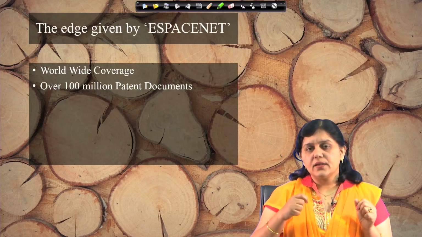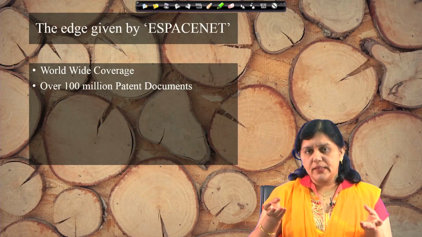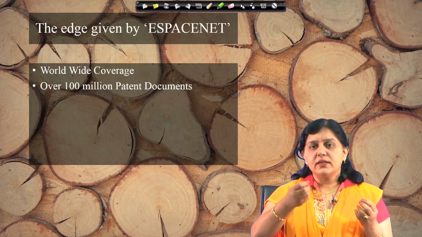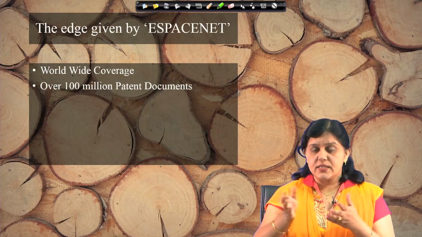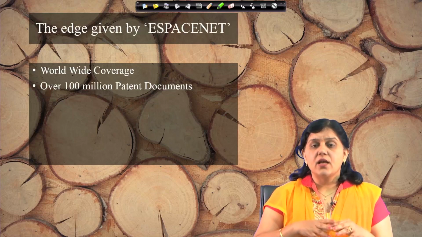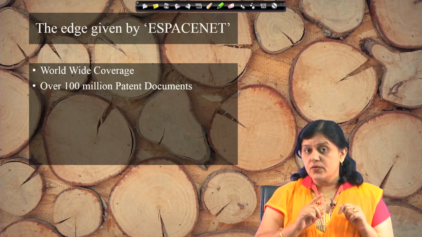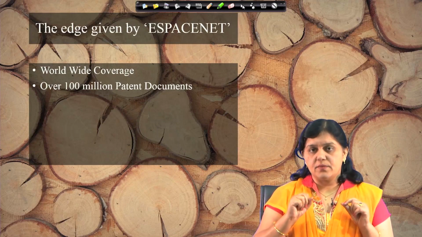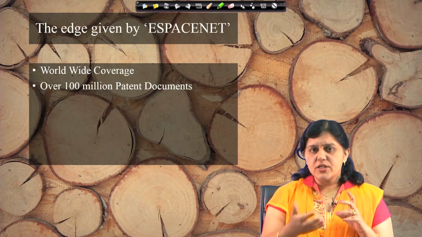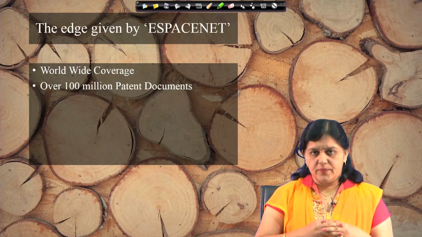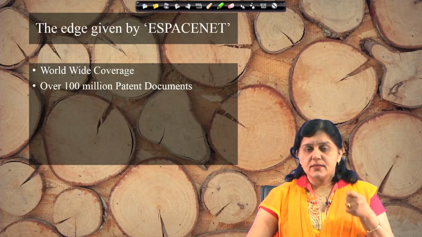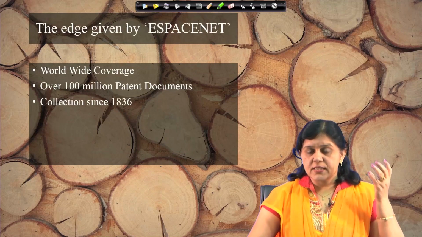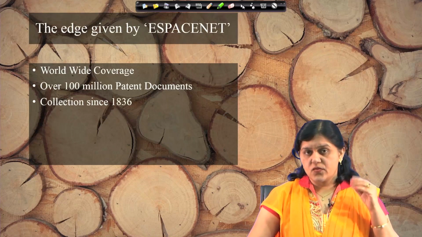The only thing is that the translation of the complete document may not be there, but at least you can identify the title, or that this kind of patent is filed in Japan, or in China, or in Korea. At least that guess you can make by using the eSpaceNet database. Otherwise, they are providing machine translated claims in most of the cases, right. So, the second important thing is that 100 million patent documents are available, right. Then this collection goes back to 1836.